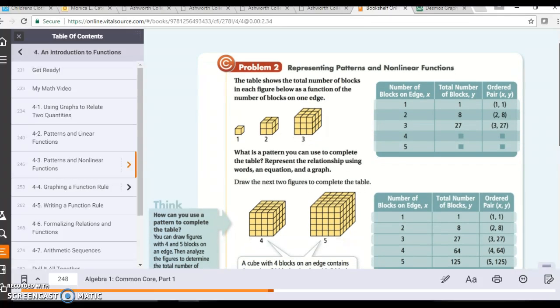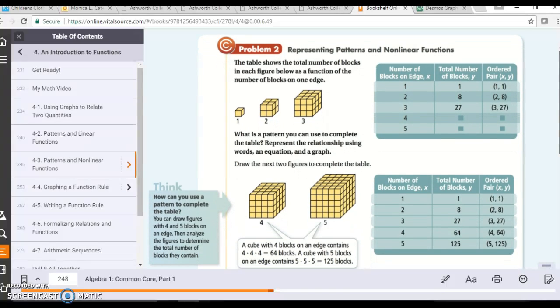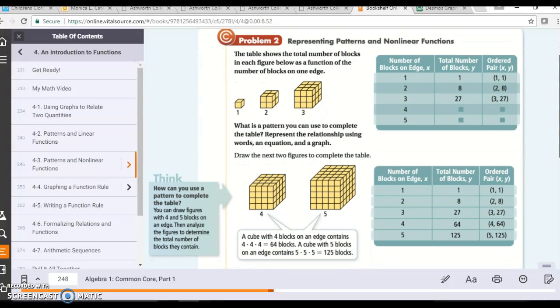Hello, we're looking at problem number 2 from section 4-3, representing patterns in nonlinear functions. So here, this is an example of a nonlinear function. It says the table shows the total number of blocks in each figure below as a function of the number of blocks on one edge.